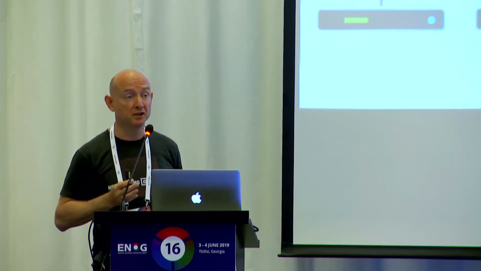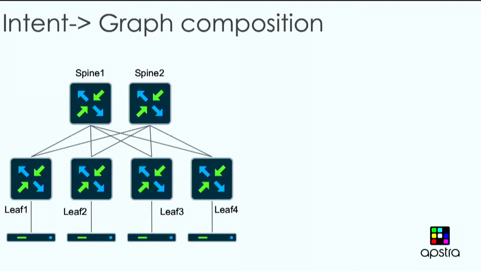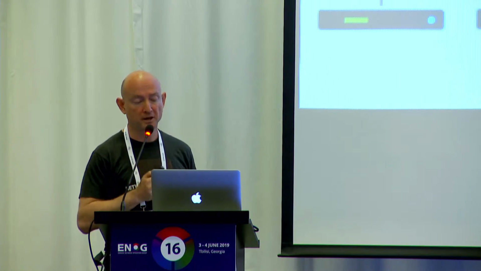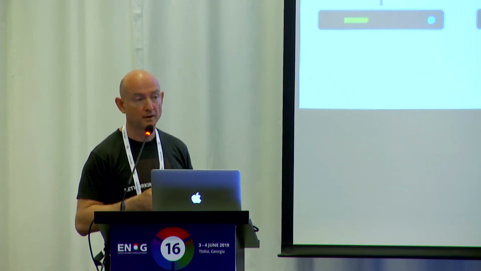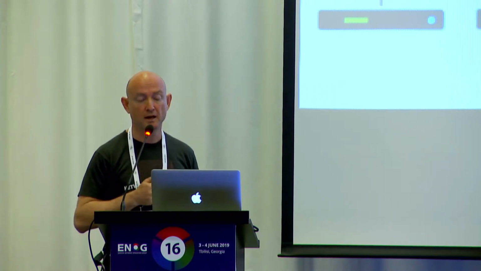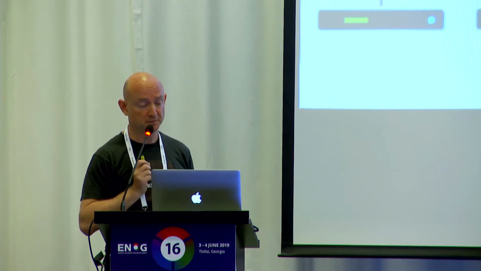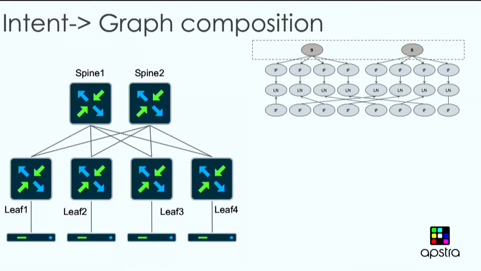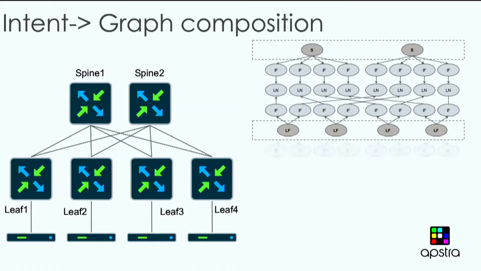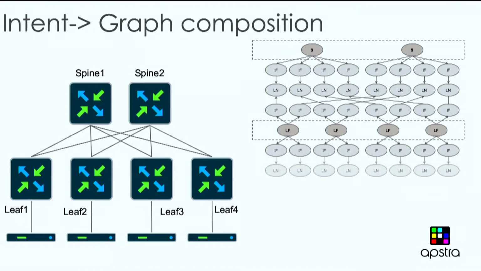So for the sake of this presentation, this is the network we are going to model. It's really a data center network with 2 spines, 4 leaves, and 4 hosts connected to them. How do we compose the graph? Spines. Interfaces on the spines. Links connected to the interfaces on the spines. Interfaces on leaves. Leaves themselves. Interfaces on the leaves. And hosts. So as you can see, we've just represented the physical network on the left as a graph on the right.